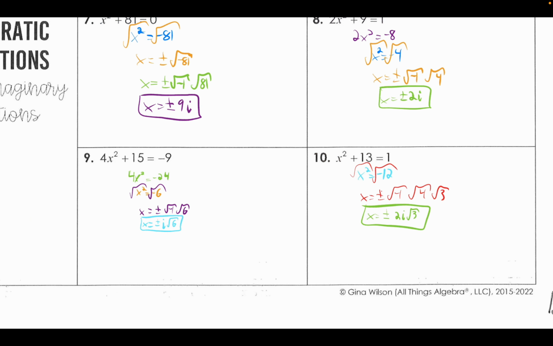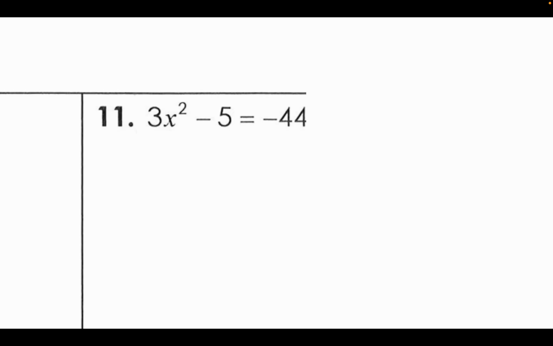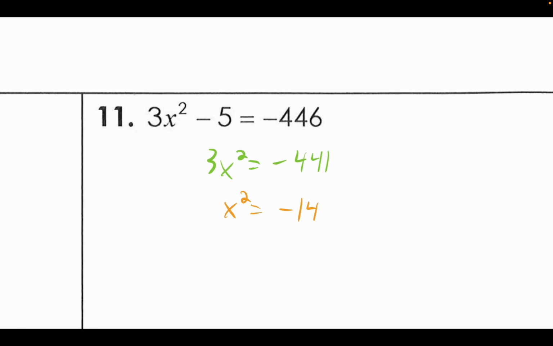Moving on to example 11. I will add 5 and then divide by 3. Adding the 5 gets me 3x squared equals negative 39. Oh, my apologies. For some reason I read that as negative 44, just completely omitted the 6 at the end, making this a triple digit number. Let's try that again. It would be negative 441. Then I'll divide by 3 on both sides and get x squared equals negative 147.